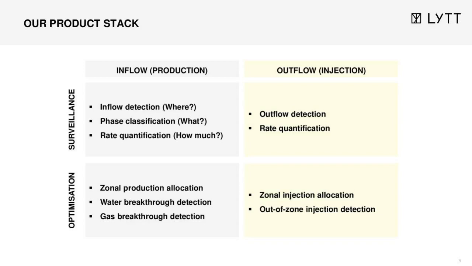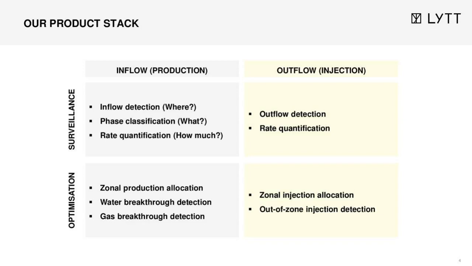And what we are providing our customers with is the automation of this process. We design apps that automatically detect water or gas breakthrough and provide real-time zonal production allocation. So those make up our inflow capabilities. On the outflow side, we have outflow detection and rate quantification. Currently, we have a fully automated injection profiling capability that uses DFO data to produce injection profiles. We can also define the injection zones, and the app produces zonal injection allocation in time. So you can see how your zonal injection changes in time.